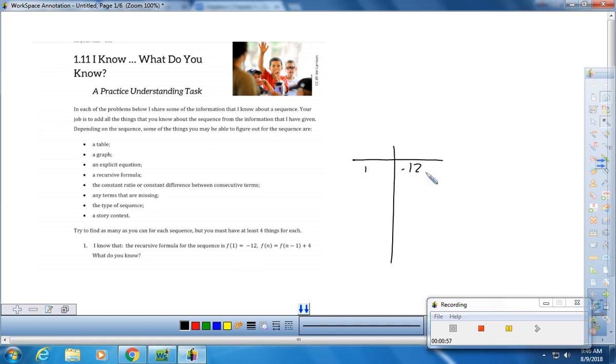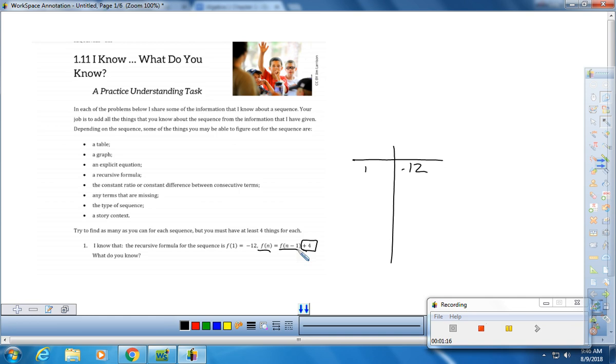is negative 12. Now, they give us the recursive formula. Look, f of n, to find the nth term, take the previous term, f of n minus 1, and add 4 to it. This is all that matters. This question is just about, do you understand this notation? And it is confusing. So if you don't, that's what the videos are for.